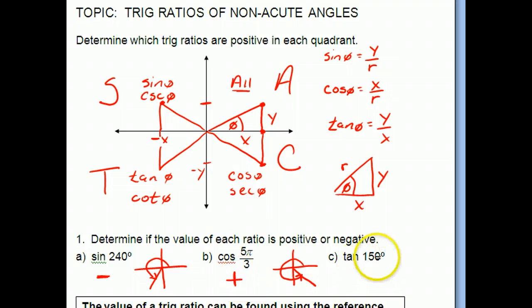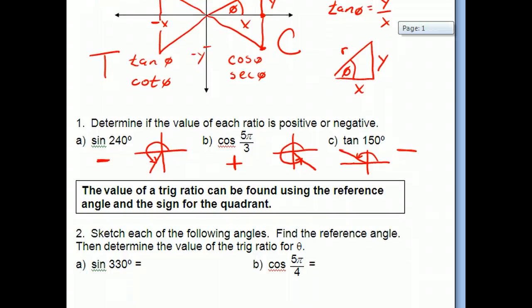Okay, and last but not least, tan at 150 degrees. Well, 150 degrees puts me right here, just before 180, right? It puts me in the second quadrant there. So sine and cosecant are the only trig functions that are positive there. So tan is negative. Okay, so let's put these two skills together here.